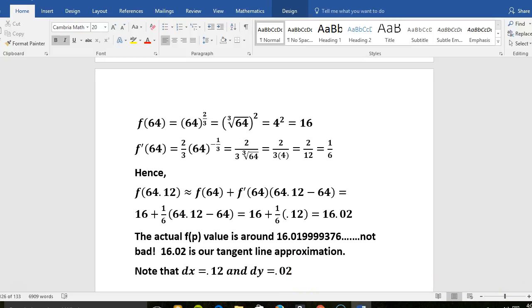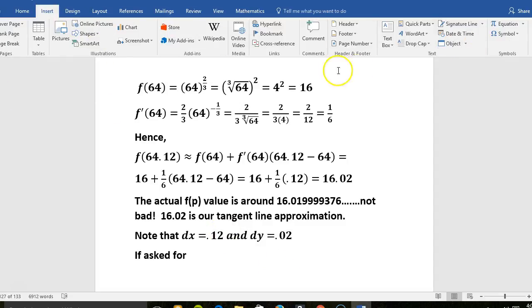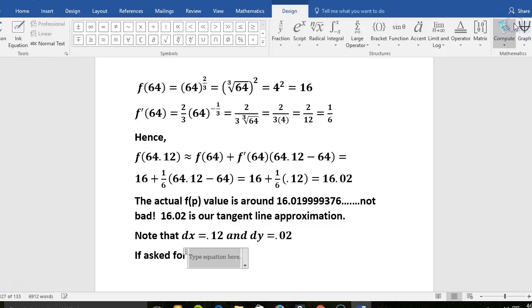Now, but notice, guys, I didn't give you, if asked for it, delta x. There's nothing more to do. That's just going to be 0.12 as well. Delta x and dx are the same. So there's no big deal there. So delta x is spot on equal to 0.12.